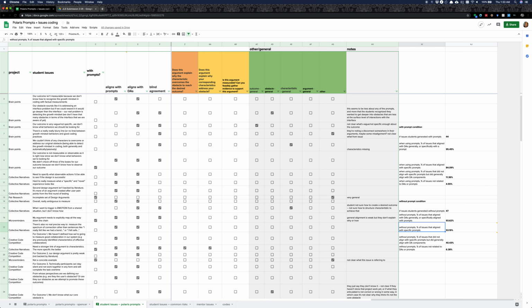That being said, we still see this significant jump when we introduced the prompts. There was this 30% jump in the number of issues that students could generate that were really specific and aligned with these prompts, which they weren't able to do in the setting without the prompts. Okay, so let's see.